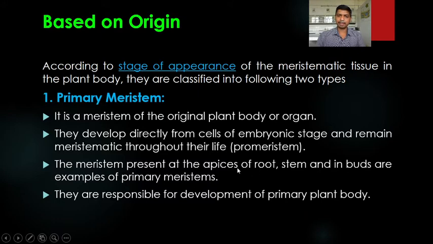So they are present at the apices, at the tip of root, stem and in buds. They are responsible for development of the primary plant body, that is the root, stem and leaf. So the formation of the primary plant body is because of the primary meristem, which is a part of the original plant body or organ. This meristem develops directly from the cells of the embryonic stage, the plumule and radicle, and remains meristematic throughout its life. They are present at the apices of root, stem and in buds.